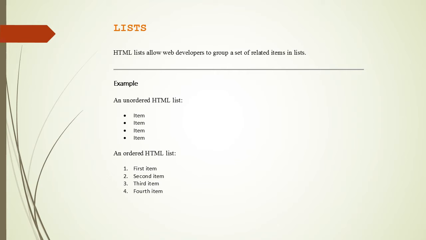Unordered HTML list looks like the one shown in the slide, and the ordered HTML list looks like the one shown in the slide. So you can use the list to make the list of grocery items, for example, or the list of subjects, etc.